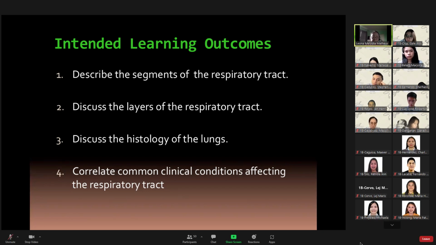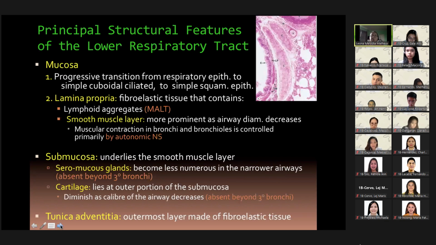All right, to begin with, let me just introduce first to you the principal structural features, specifically of the lower respiratory tract. It is divided into only 3 layers. The outermost layer will be, of course, the tunica adventitia. As we go in towards the lumen, we have the submucosa. And the innermost, of course, is the mucosa.